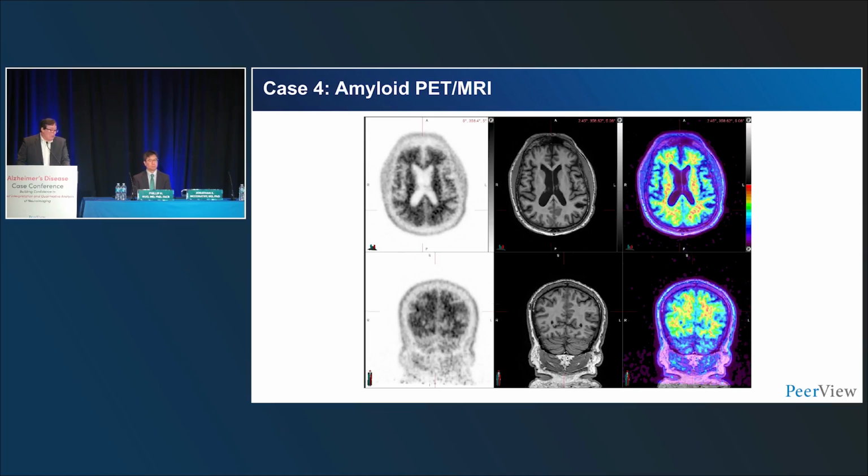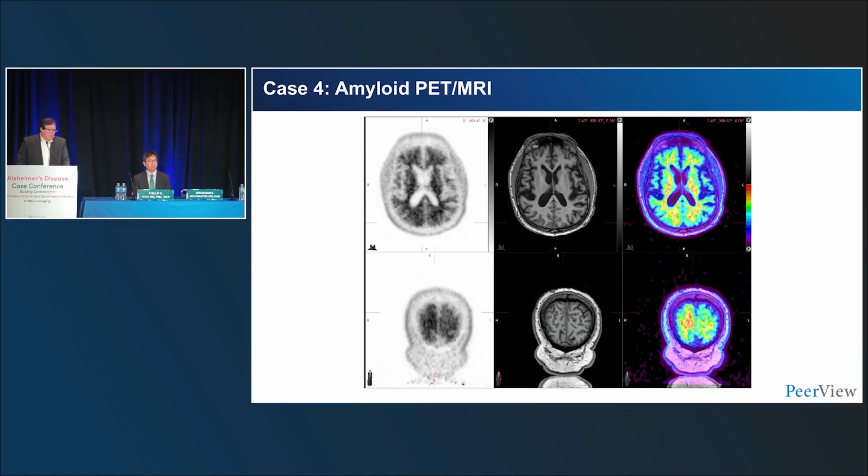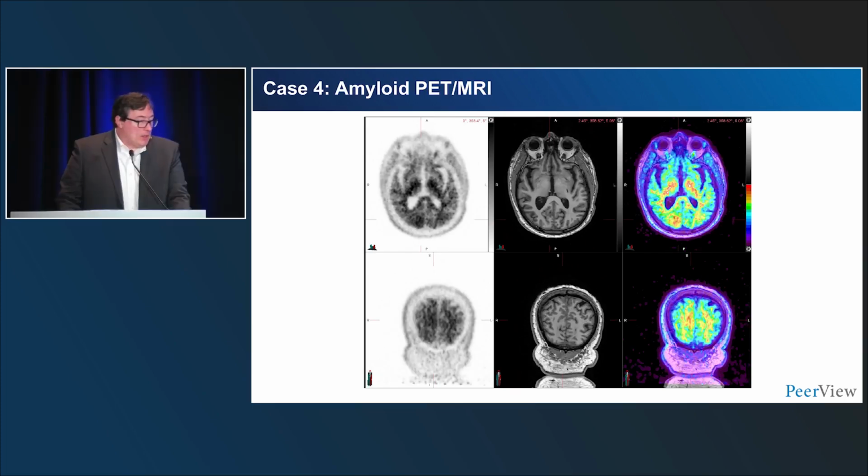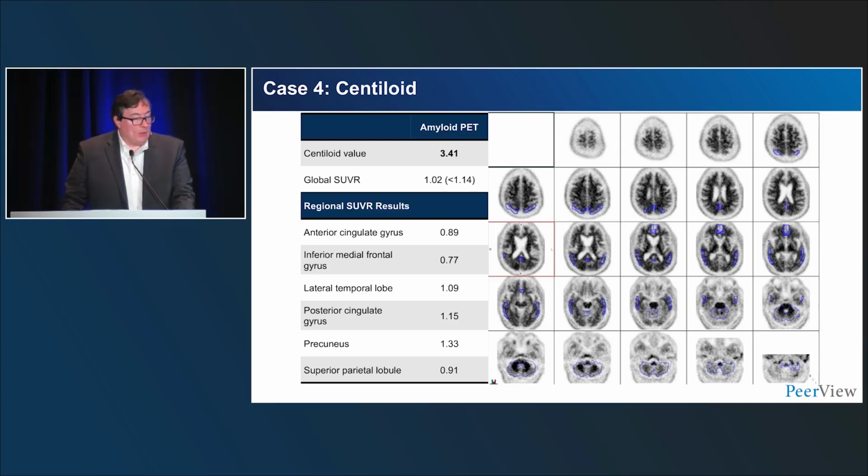MR can be helpful, but not required. But it can also be helpful to make sure you're not dealing with atrophy, not so much in this case. So I think we have some evidence of amyloid deposition visually, but the Centiloid is 3. I'd point out that the precuneus is relatively high compared to the rest of the regions of interest, and I think the regions of interest look reasonable on this map.